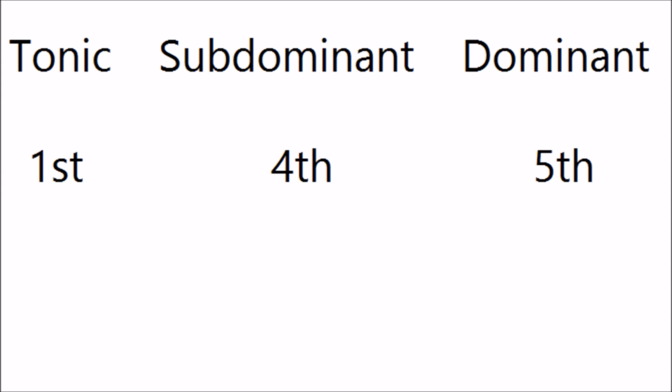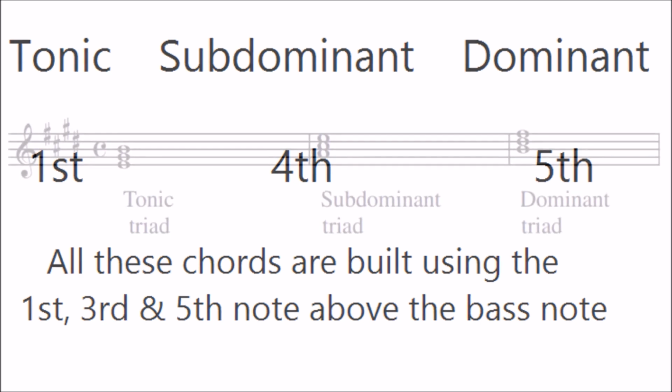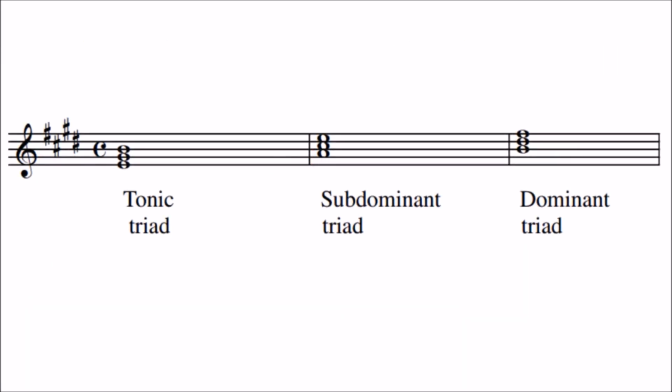Previously, you have come across the tonic triad, where a chord was built on the key note, the tonic, using the first, third and fifth degrees of the scale. The principle is the same for the two new chords, but you just need to build the chord starting on the fourth or fifth degree of the scale. Here are the three triads in the key of E major.